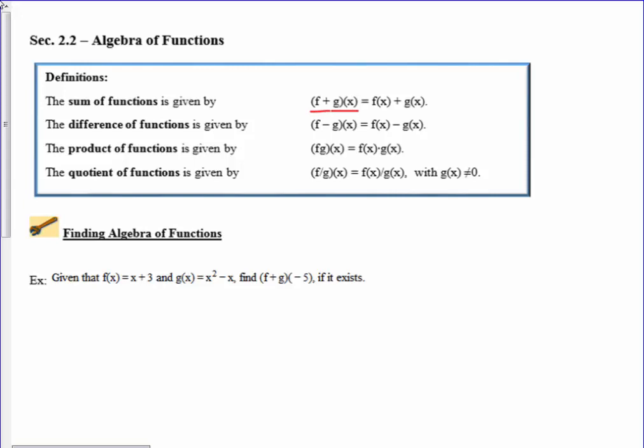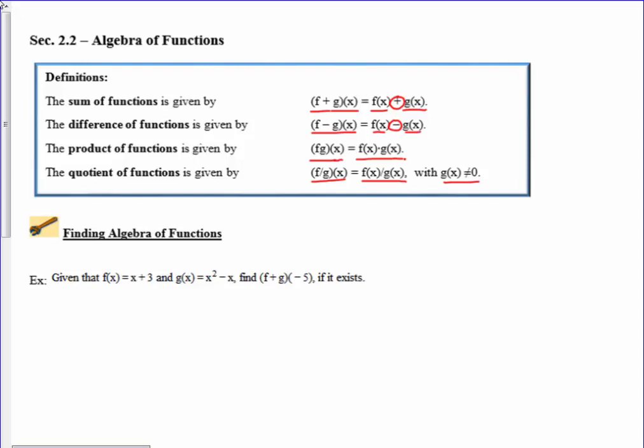This means that you're going to take the function f and you're going to add the function g. Likewise, the difference of functions is f minus g at x. That means you'll take the two functions and you will subtract them. fg of x means you're going to multiply the two functions. f slash g of x means you will divide the two functions. When you divide, you have to be careful that the bottom function is not 0.